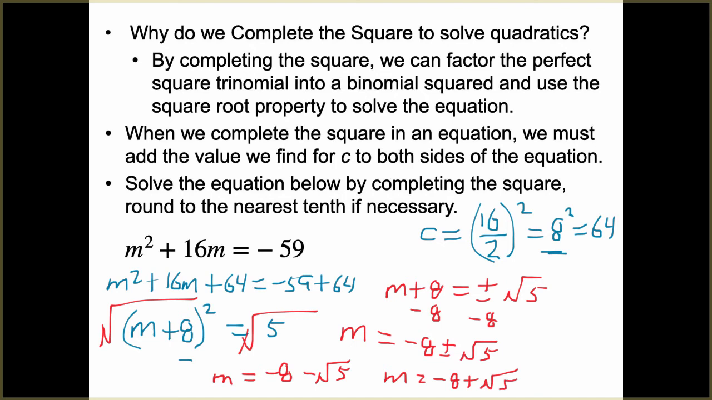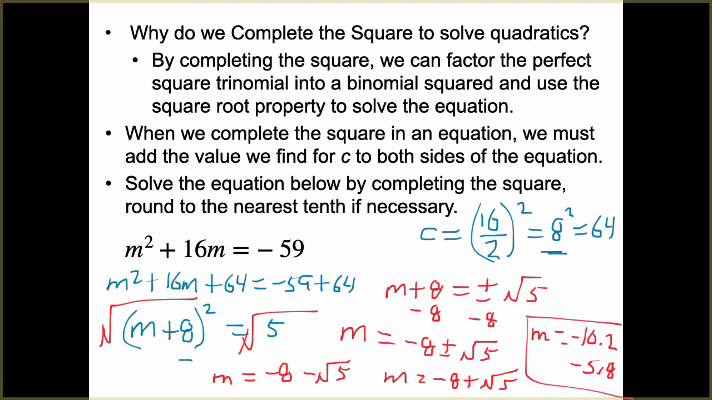And when you do this, you'll find that m is negative 10.2 for the first part. So negative 10.2. And when you do the second one, when you have negative 8 plus the square root of 5, you get negative 5.8. These are my two solutions.